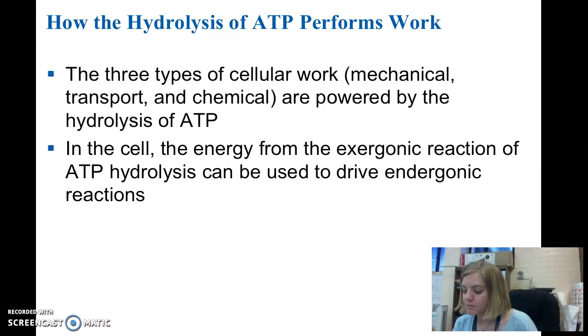And then another way that ATP is used in your cell is when ATP hydrolysis is used for transport in the cell. And if you recall, active transport requires energy, and where it gets that energy is from this ATP hydrolysis. So that's another way that we can use ATP in the cell.